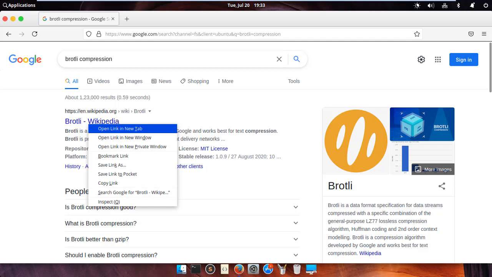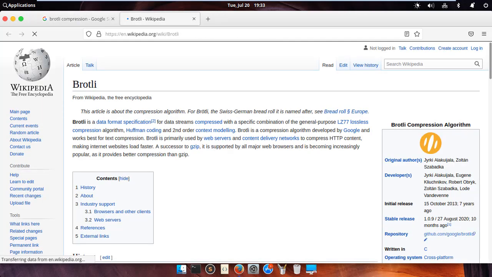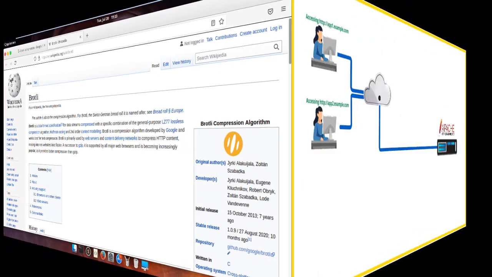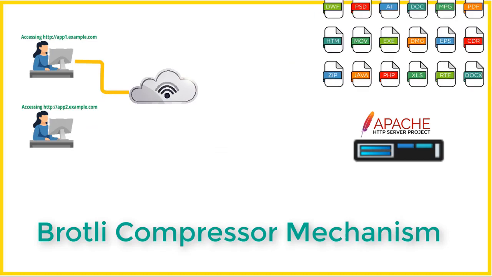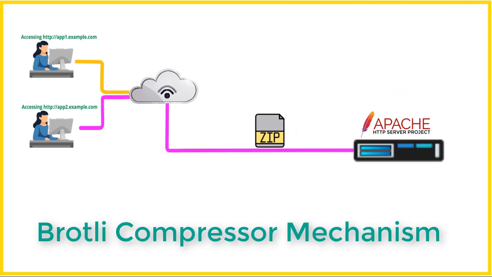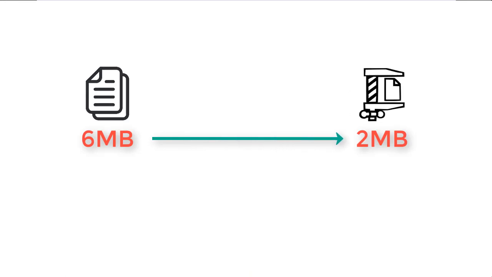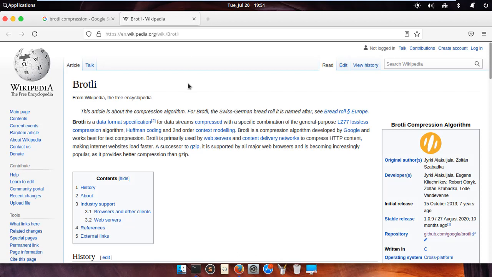Open up the link in a tab aside, and before configuring our server, let's look at what Brotli actually does. As per Wikipedia, Brotli is a compression algorithm developed by Google and works best for text compression. Unlike GZIP, it compresses your site before it is sent to the client over the network. Brotli's compression ratio is much higher than other compressors, for example, a 6 megabyte file may compress to 2 megabytes. And compression speed is also much higher. Brotli is best for static content like HTML, CSS, JS files, etc.